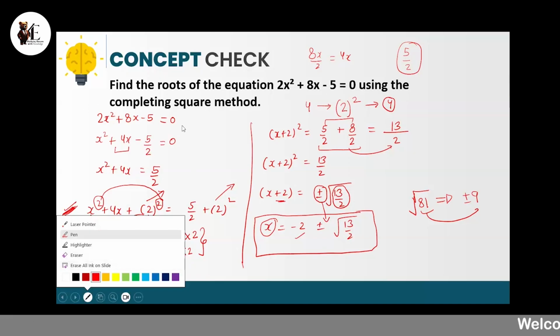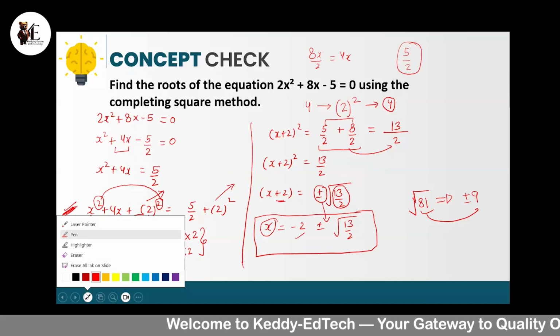Okay, I'm erasing this one. Or if you want to take the screenshot, you can. Otherwise, I'm erasing this. Okay, let me screenshot.